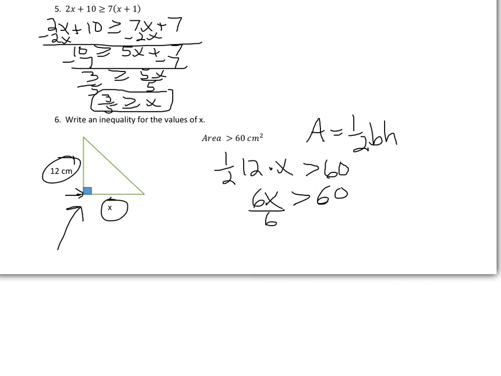And to isolate, we'd have to divide by 6. And x would have to be greater than 10, and it would be 10 centimeters in order for the area to be greater than 60. Now, if it was just 10, it would be exactly 60. We want the area to be greater than 60, so x would have to be greater than 10. All right, guys, we'll work a little bit more with solving multi-step linear inequalities in the next class that we have. All right.